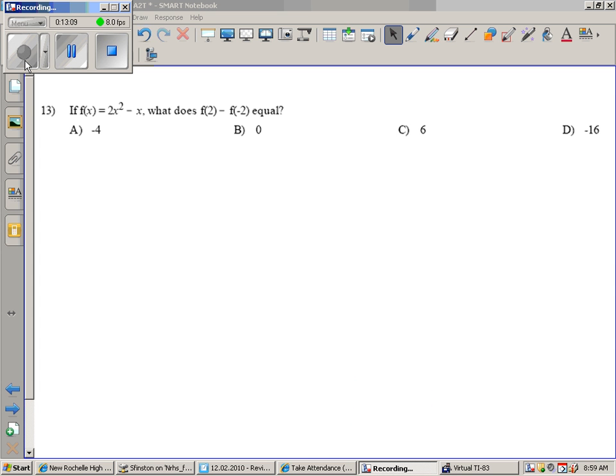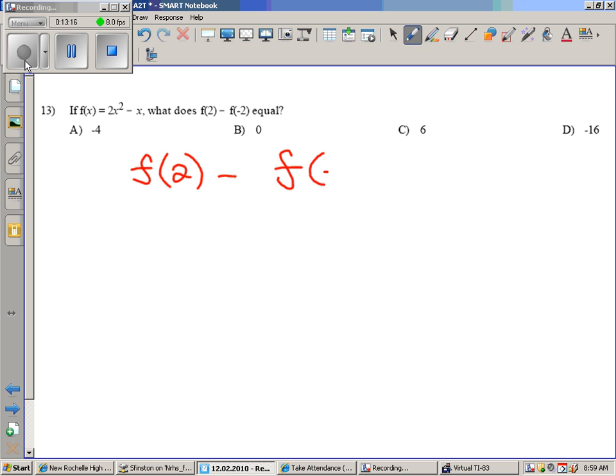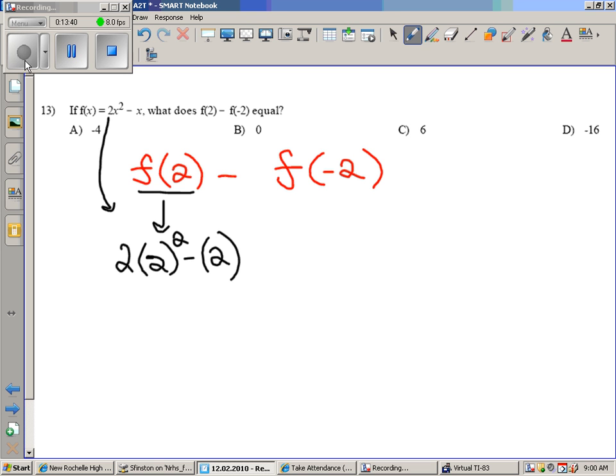Question number 13. Looks really difficult. In fact, it's really not. The first thing I'm going to do is find the value of f at 2. F at 2, this right here, is the same thing as me plugging into this equation. F at 2, that's like 2 times 2 squared minus 2. Okay? And let's find the value of that. That's 2 times 4 minus 2. So what is that? So that's 6. So really, f at 2 is 6.